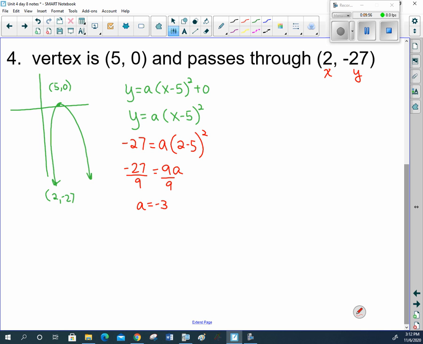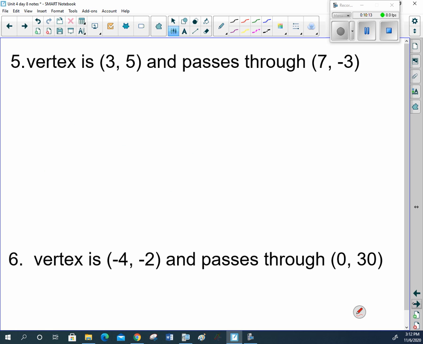So our final answer is going to be y equals -3 times (x minus 5) quantity squared. That's an equation of the parabola that goes through that given point and has that vertex. Okay, we have two more. So let's see if we can figure out what's happening.